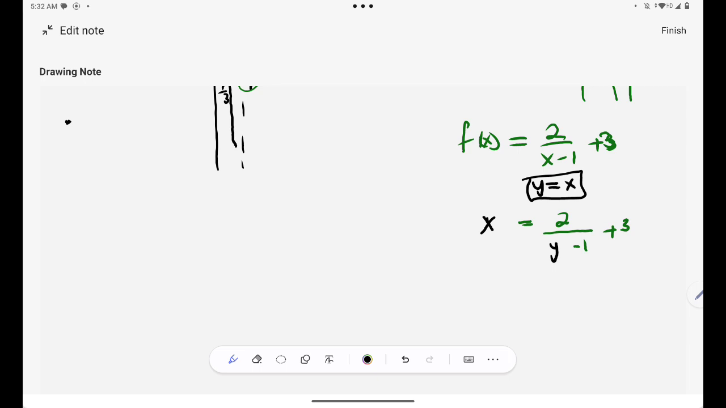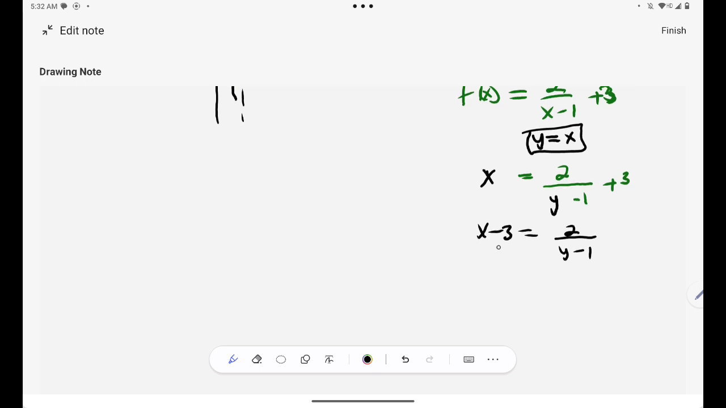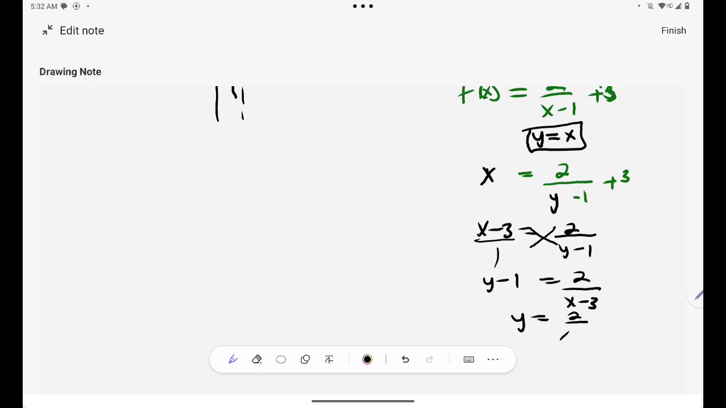But before I do that, let me bring the 3 to the other side. I'll have x minus 3 is equal to 2 over y minus 1. Are you together? This thing is the same as dividing by 1. I can cross multiply here. I'll have y minus 1 is equal to 2 over x minus 3. Then I'll have y is equal to 2 over x minus 3 plus 1. Are you together?